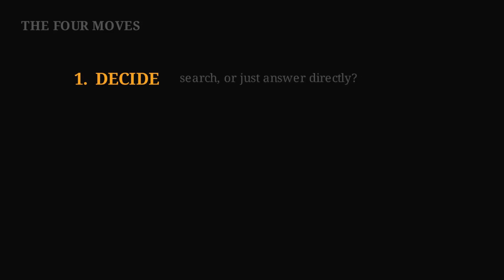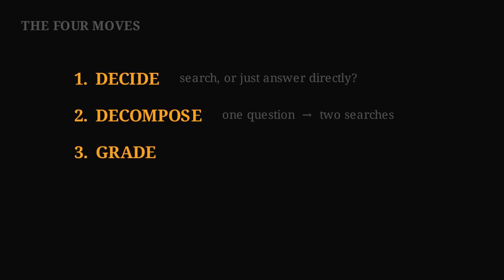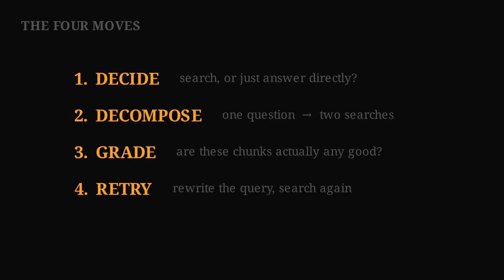Once retrieval is a decision, 4 things become possible. First, decide. The model can look at your question and conclude it doesn't need to search at all. Second, decompose. It can break a 2-part question into 2 searches and run them separately. Third, grade. It can read what came back and ask whether it actually answers anything. Fourth, retry. If the results are weak, it can rewrite the query in the document's language and search again. Those 4 are all about how the agent searches.